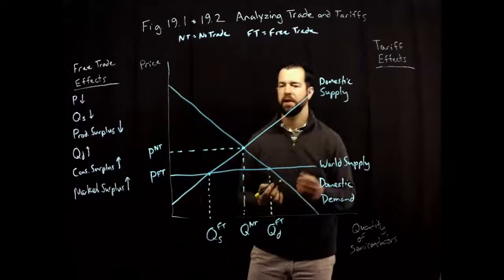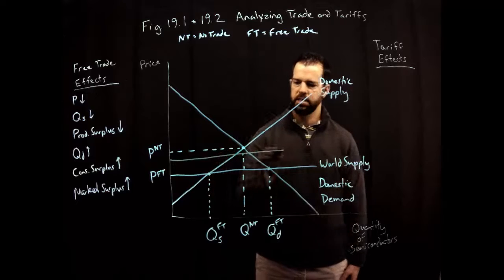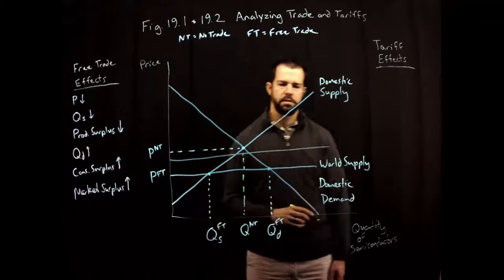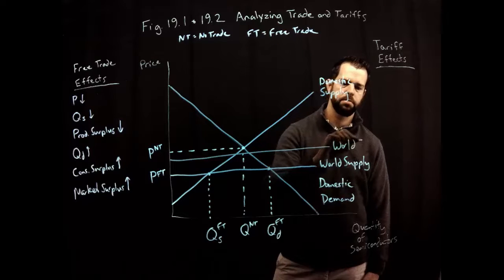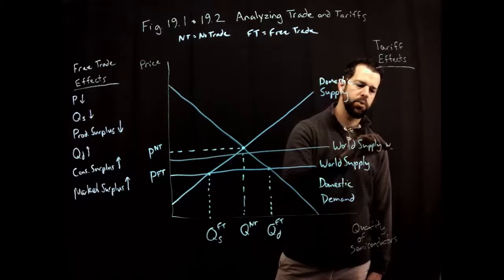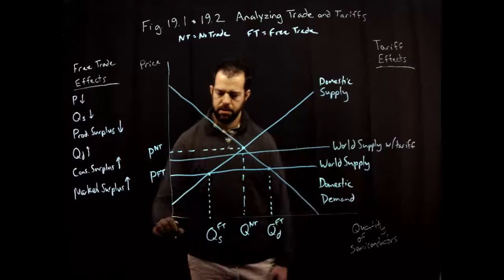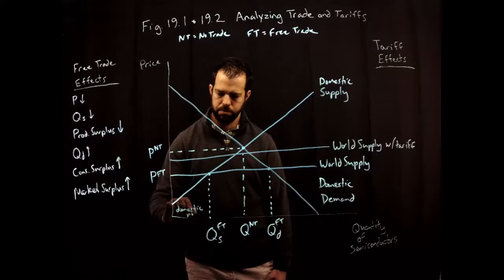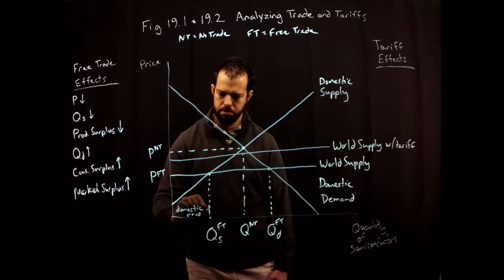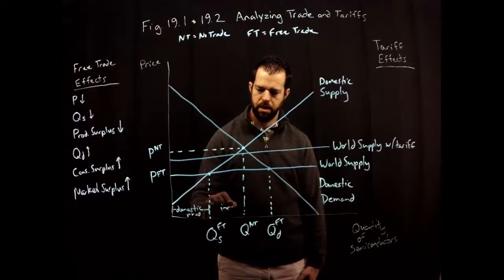And they successfully get a tariff enacted. Okay. And so what I'm going to show you now is the fact that this tariff is a tax on imports, okay? And just to rewind back a little bit, I'll go ahead and label this world supply with the tariff. Okay. Before the tariff was enacted, this was the domestic production and this remainder was made up by imports.